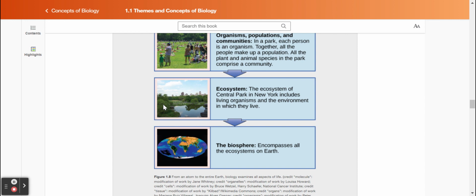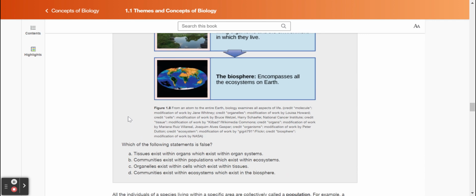An ecosystem. The ecosystem of Central Park in New York includes living organisms and the environment in which they live. And then finally, the biosphere. It encompasses all the ecosystems on Earth. Figure 1.8, which we just reviewed. From an atom to the entire Earth, biology examines all aspects of life.